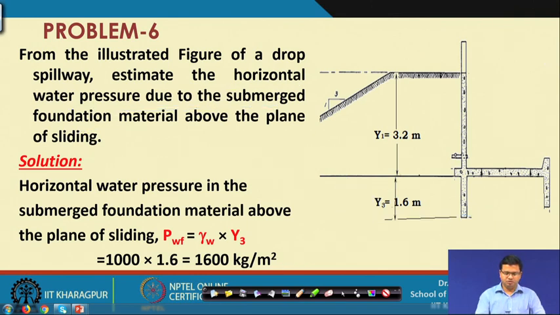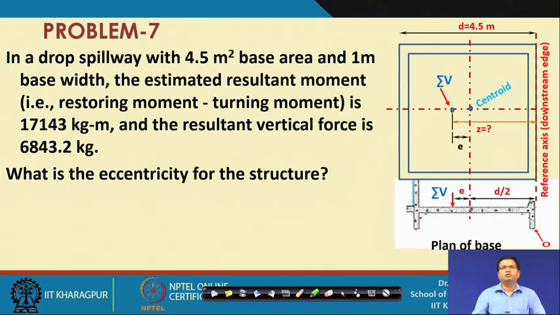Now, we will solve another typical problem. In a drop spillway with 4.5 meter square base area and 1 meter base width, the estimated resultant moment, which is the sum of the restoring moment minus the sum of the turning moment, is given as 17,143 kg meter. And the resultant vertical force is 6843.2 kg. So, sigma v is given. It is asked what is the eccentricity for the structure.